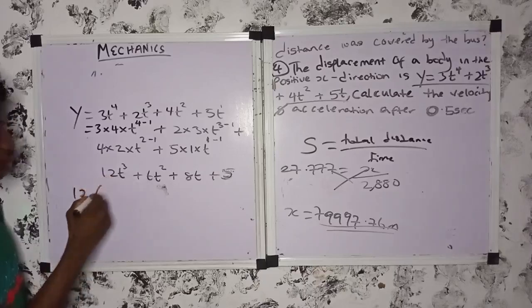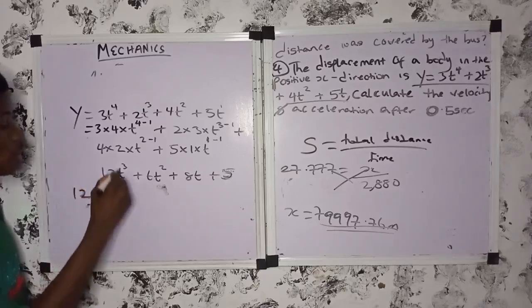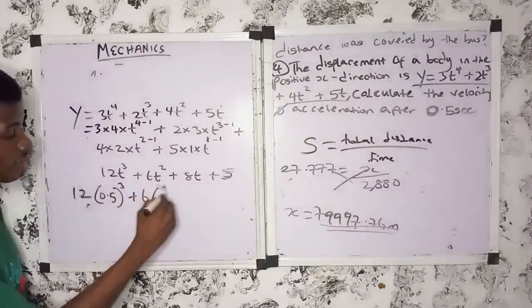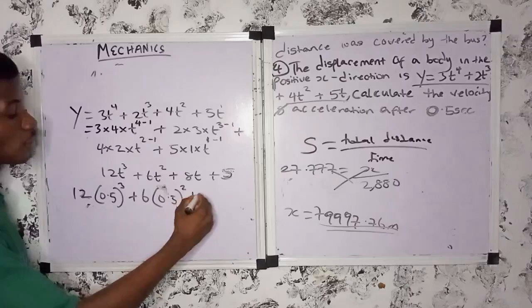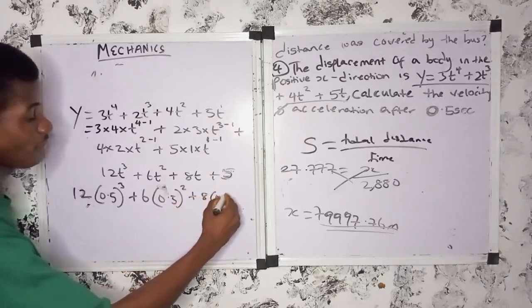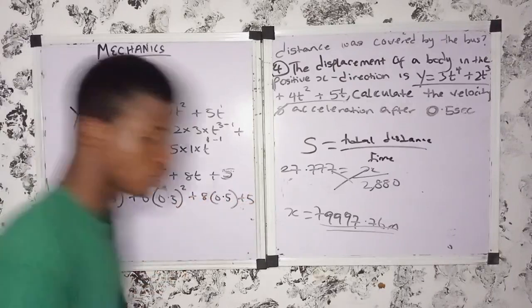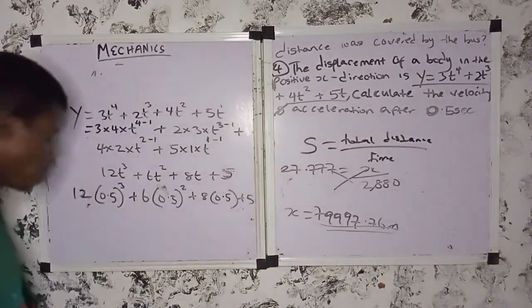T, remember t is what? 0.5, right? 0.5 all raised to the power of 3, then plus 6 bracket open, t is 0.5 all raised to the power of 2, then plus 8 bracket open, 0.5, then plus 5, right? Yes. So let's do the calculation.